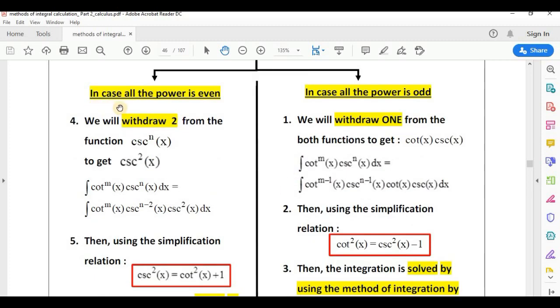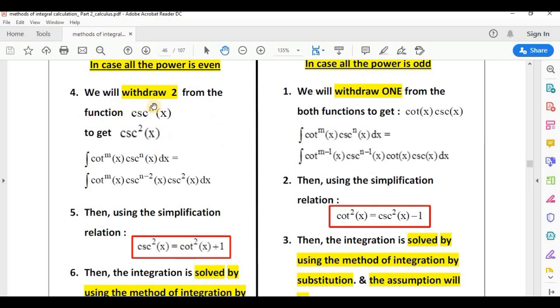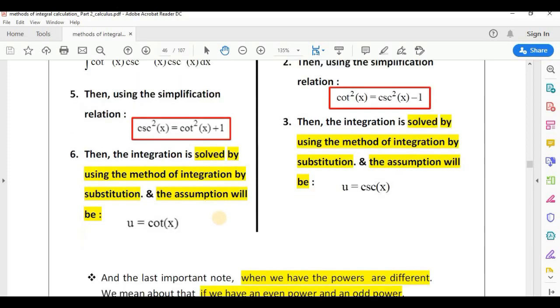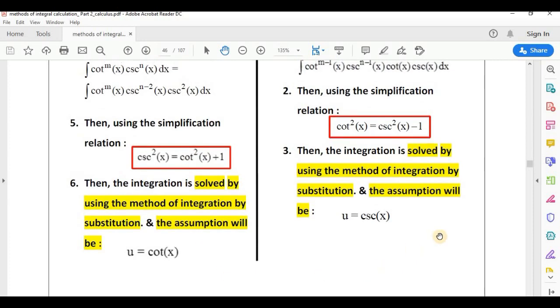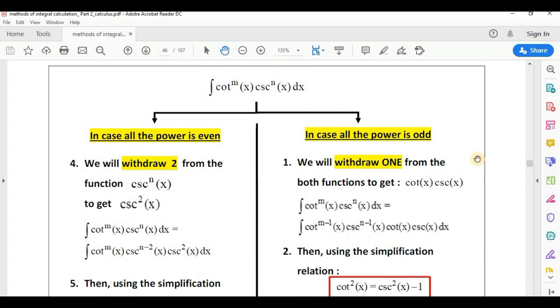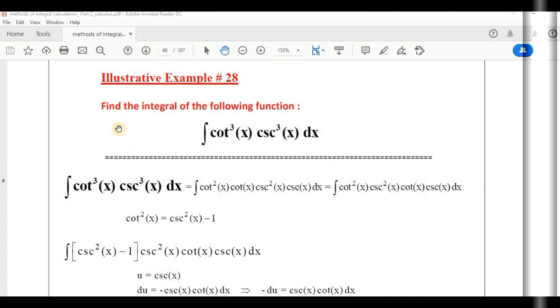What will we do in case all the powers are even? We will withdraw 2 from the function cosec to get cosec square. Only from this function cosec, we withdraw 2 to get cosec square. This is the first step. Second step, we will use the simplification formula, cosec square equals cotan square plus 1. The last step, we will solve the integral by substitution method, and the assumption will be u equal cotan. As you can see, it is the same concept and idea that we used in our previous lecture. Let's see some practical examples.